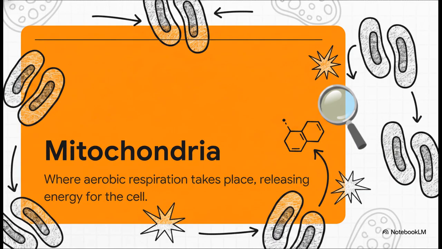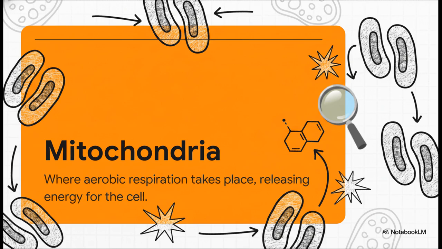Then, oh man, we have the absolute powerhouses of the cell, the mitochondria. These tiny structures are the site of aerobic respiration. So this is a continuous exothermic chemical process where sugars, like glucose, are broken down to release energy. Without the mitochondria pumping out this energy, the cells simply couldn't survive.